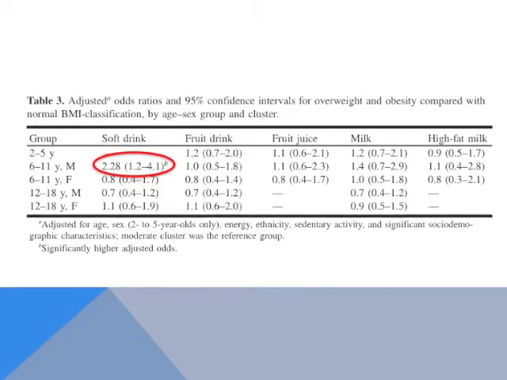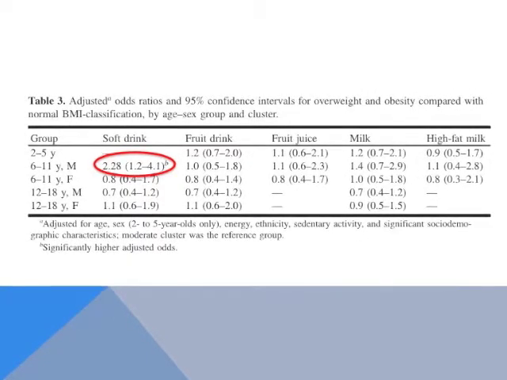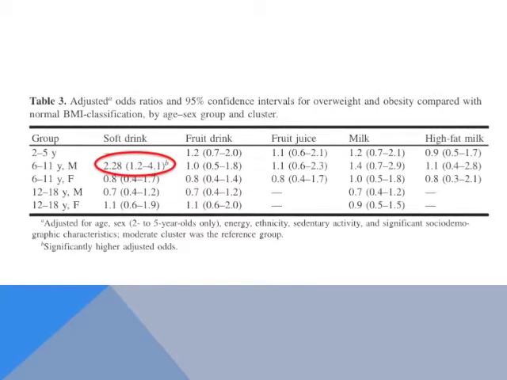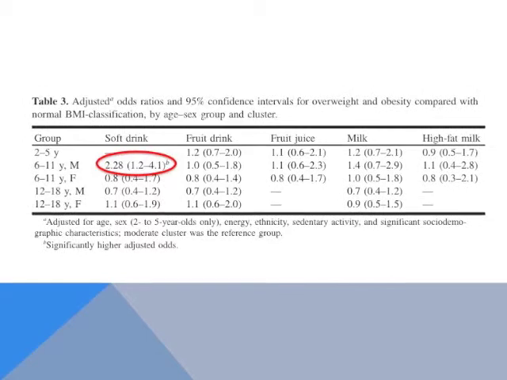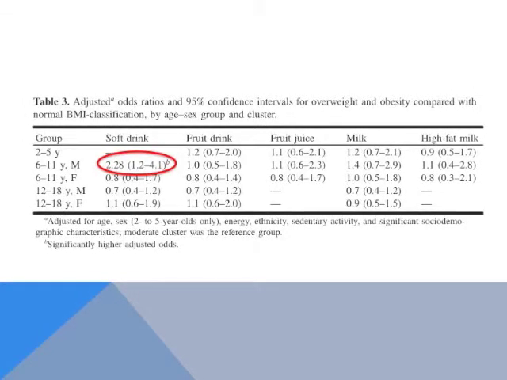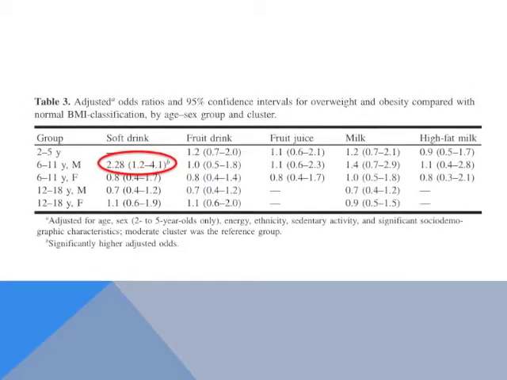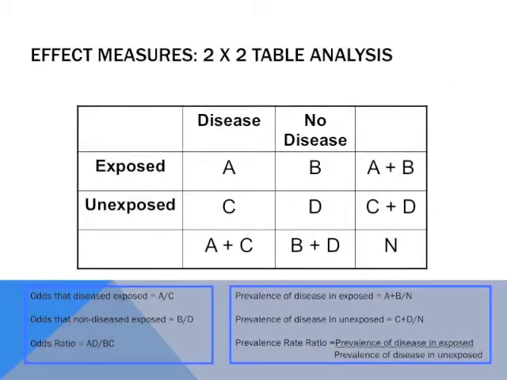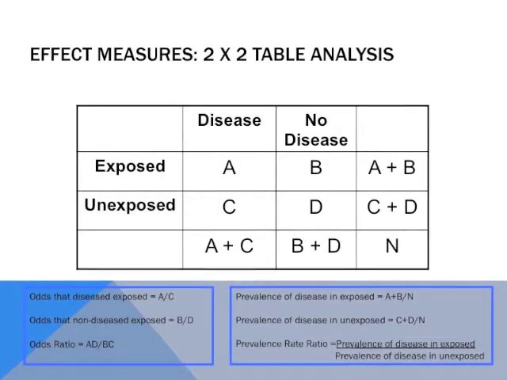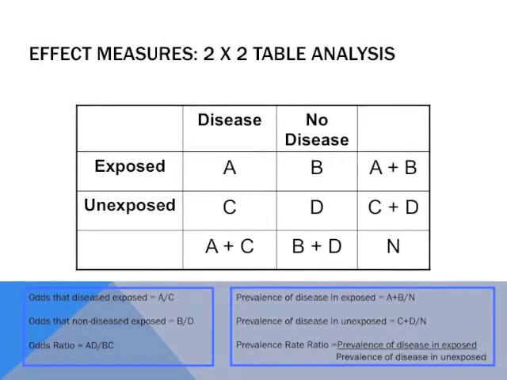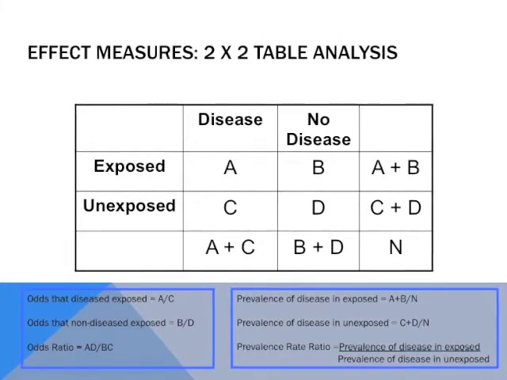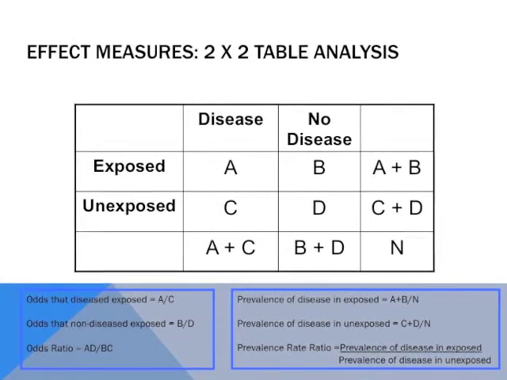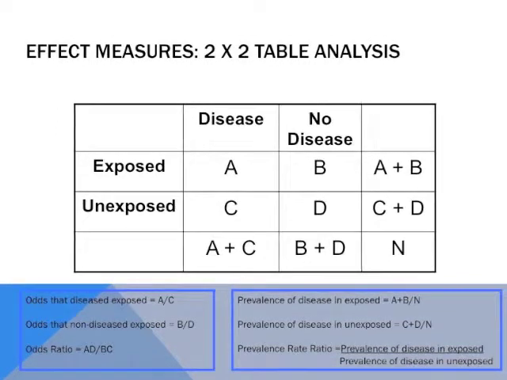Overall, no sweetened beverage cluster was significantly associated with overweight or obesity across any of the age groups after adjusting for various confounders, with the exception of soft drink consumption in the group of 6 to 11-year-old boys. Let's take a step back for a moment and reflect on how the authors arrived at these conclusions. We will refer to a 2x2 contingency table for calculating prevalence rate ratios and odds ratios.